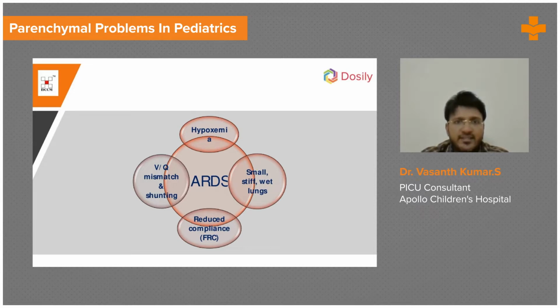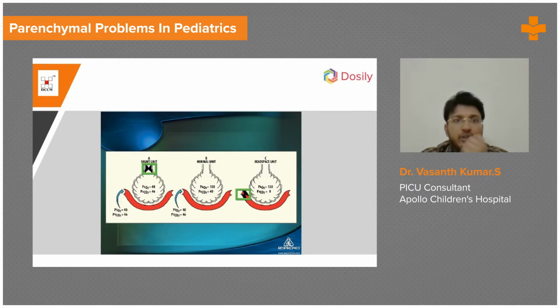In ARDS, the main component, if you see, is something called shunt. Because it is a compliance problem where your alveoli are affected, whatever blood comes here directly goes out here. So there is no oxygenation happening at all. This is called a shunt. The blood is just shunted out through the alveoli without any oxygenation or CO2 ventilation. This is normal. Here, if you see, is something called dead space, where the vessels are blocked, air comes in, but there is no perfusion to this area. This is called VQ mismatch and dead space ventilation.